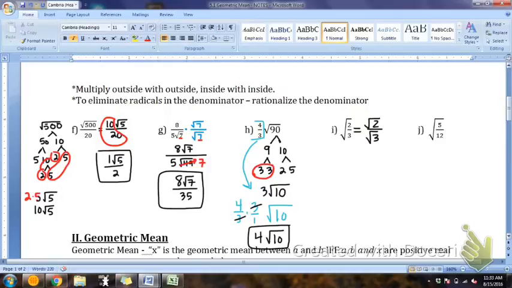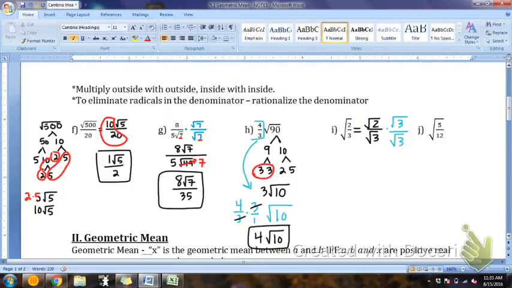Okay, and now we can't reduce those anymore, but we have a radical in the denominator, and we're not allowed to have a radical in the denominator, so what do we need to do? Look what we did on example G. Multiply top and bottom by what? Not just 3. Square root of 3.